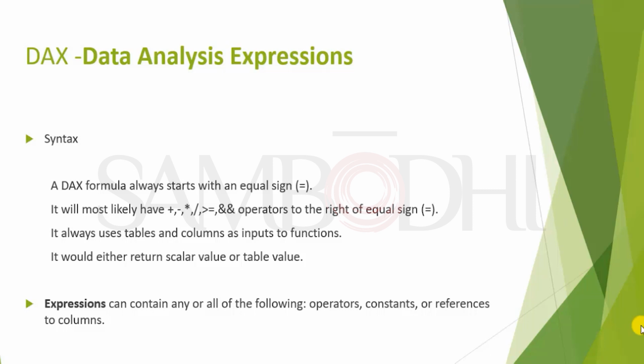Overall, whatever you write with the equal to sign is known as an expression. So an expression can contain all or any of these operators, constants, or references to a column. When we say references to a column, that means if we want to duplicate a column or equate a column to the value of another column, at that time it is a reference to the column. So far so good. Let's see an example.